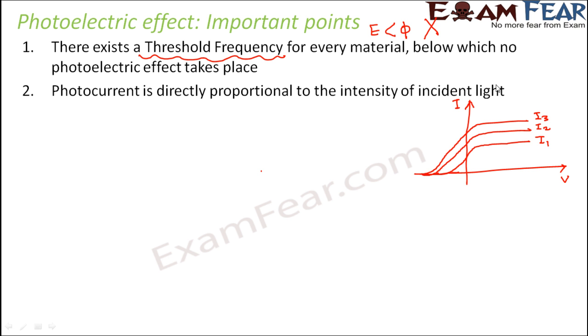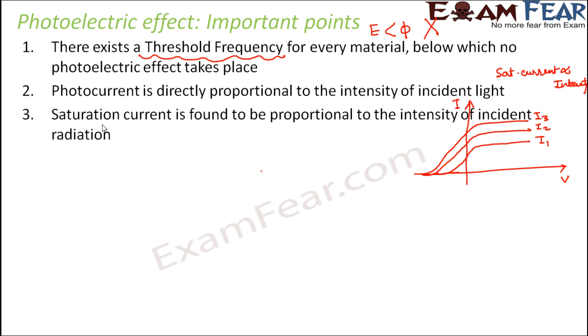So we can say that the saturation current is directly proportional to intensity. Intensity increases, saturation current also increases. Intensity decreases, saturation current also decreases. We can also say that saturation current is found to be proportional to the intensity of incident radiations. Exactly, that's what we mentioned just now.